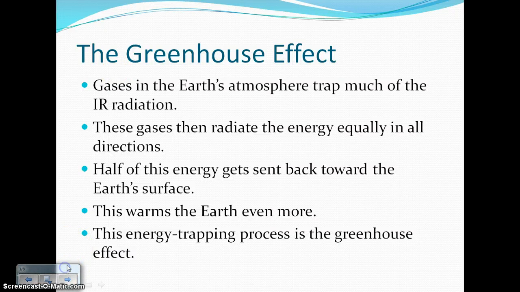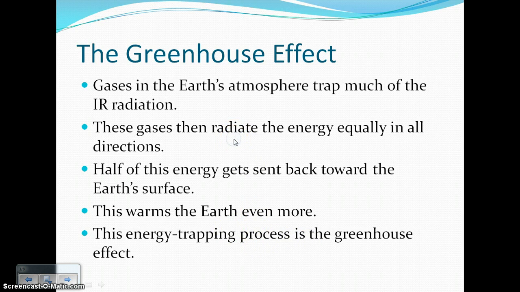So what we're going to be talking about today is the greenhouse effect. Essentially, the gases in the Earth's atmosphere trap a lot of the infrared radiation. In turn, these gases radiate the energy equally in all directions, and half of this energy gets sent back towards the Earth's surface, which in turn warms the Earth even more. And essentially, this energy trapping process is called the greenhouse effect.